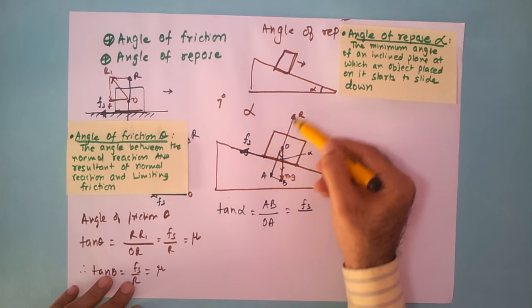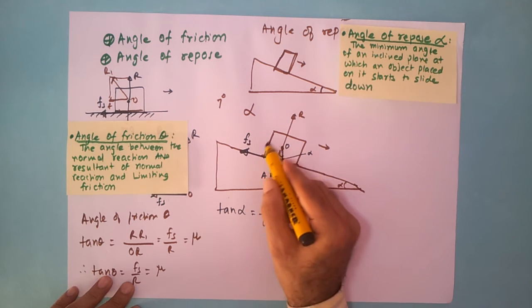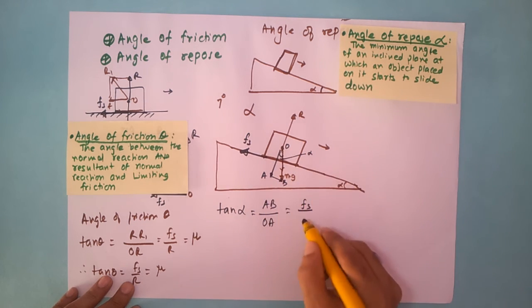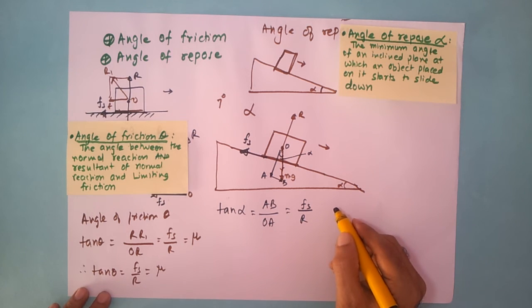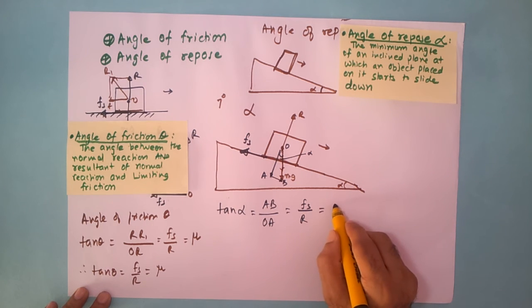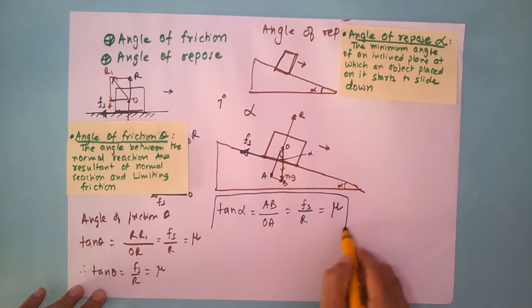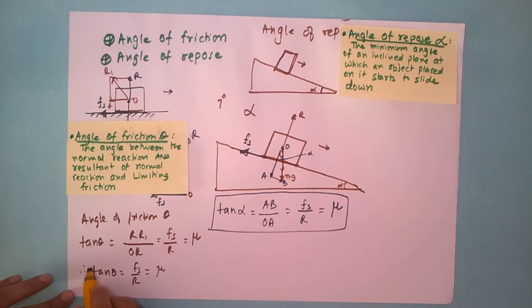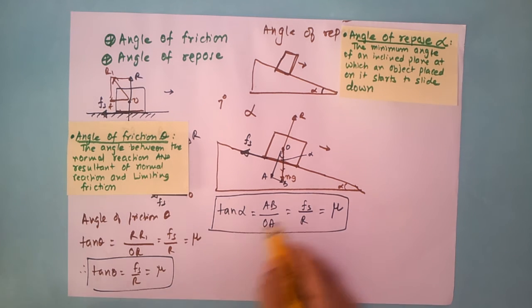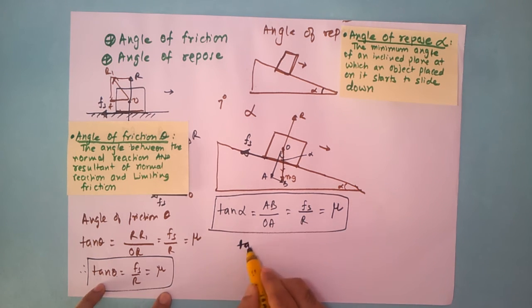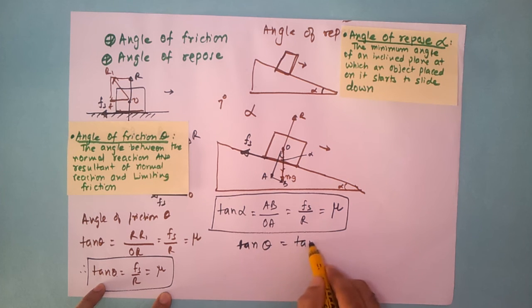And what is OA? OA is equal to R, because it is not moving down, it is stationary, it is in equilibrium. So Fs will be equal to R. And Fs upon R we know is coefficient of friction mu. And now, if you look at this and if you look at this, you find they're exactly same. And therefore we can say tan theta is equal to tan alpha. And therefore theta is equal to alpha.